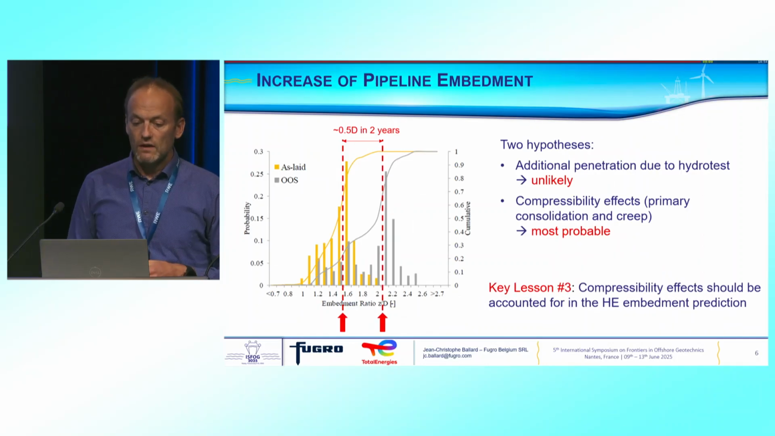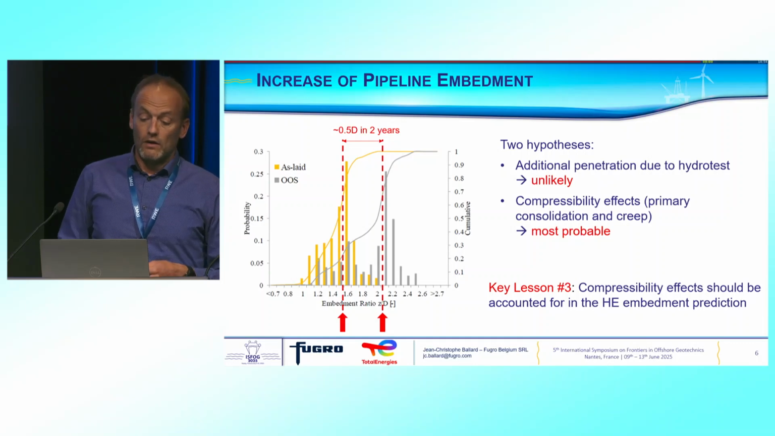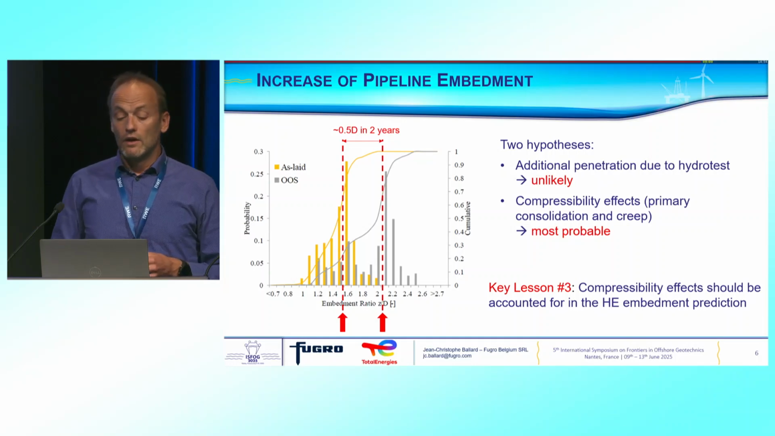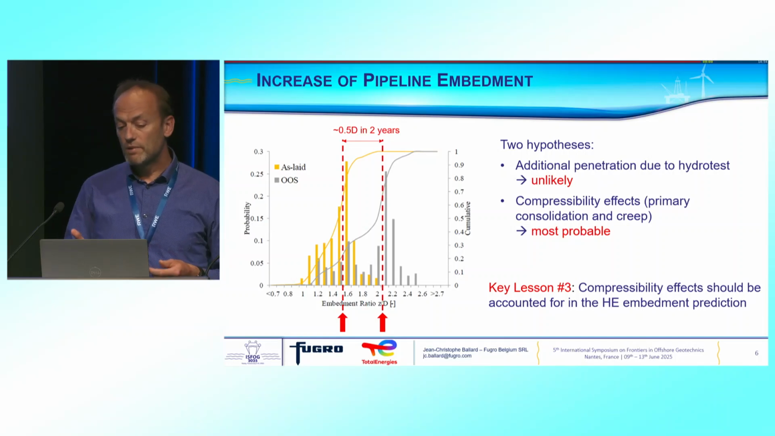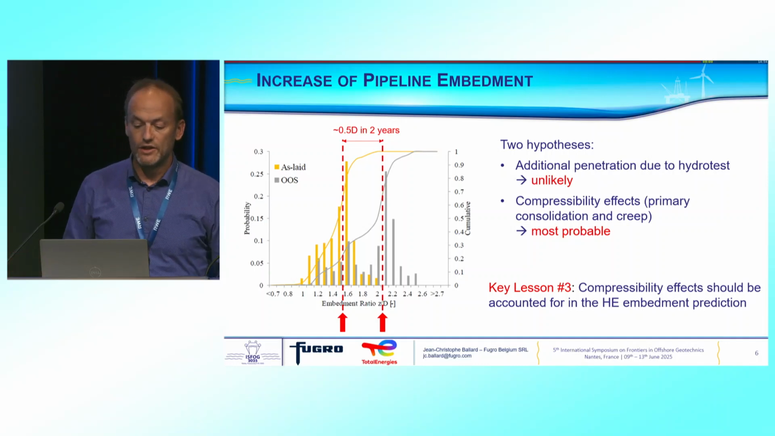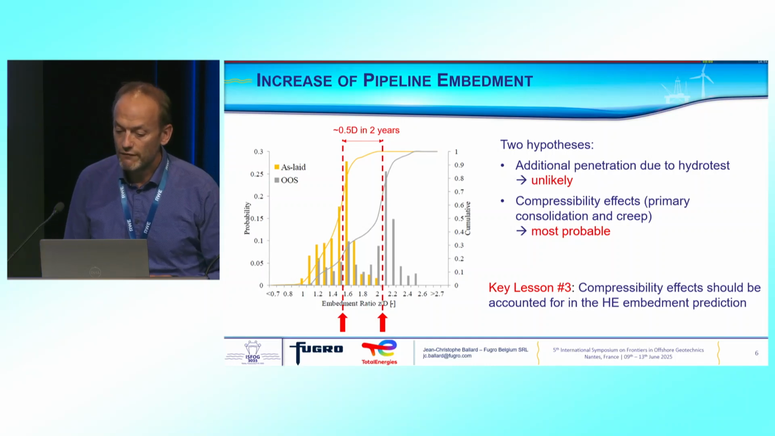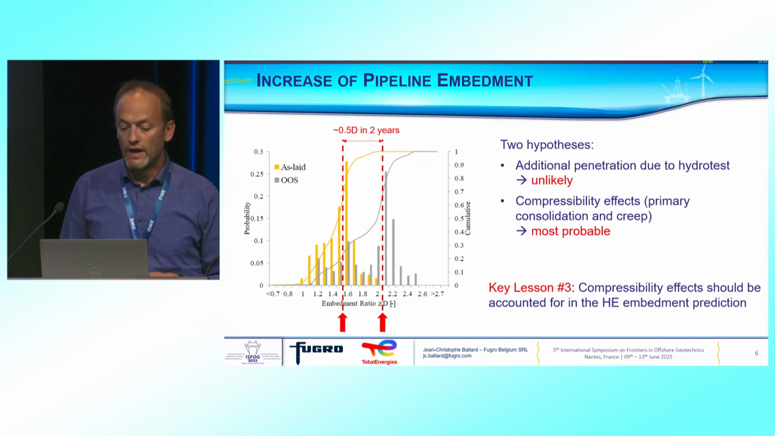For the increase of pipeline embedment that was observed, we have two hypotheses. Additional penetration due to hydrotest can occur when it's done shortly after installation. But in that particular case, it's unlikely because hydrotest was 2 years after installation. The second hypothesis, and probably the most probable, is due to compressibility effects, due to primary consolidation and creep.